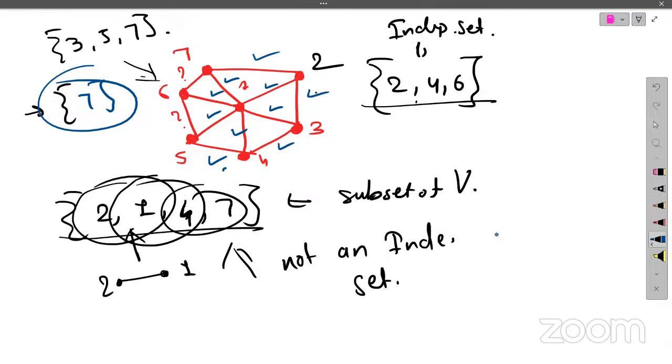Ma'am, this is not a vertex cover, no? We don't need vertex cover now. We are talking about independence. Both are different descriptions. Vertex cover is gone now. Forget about it. Be there in independence. What is independence?